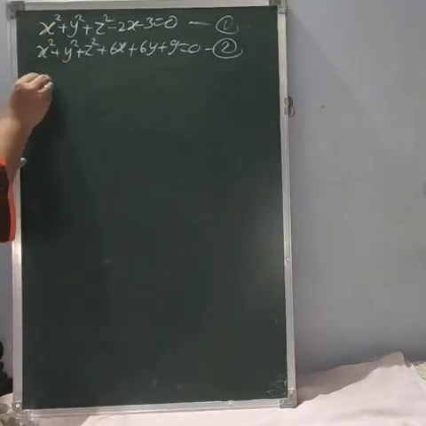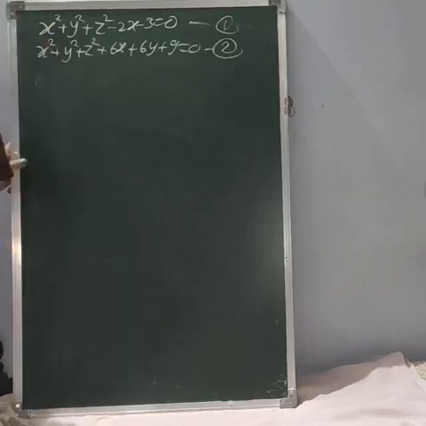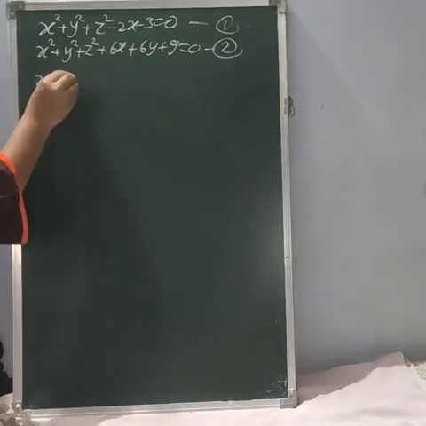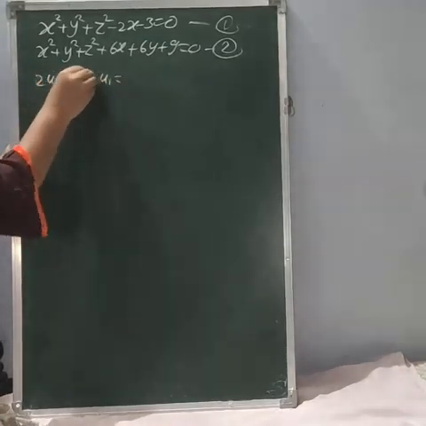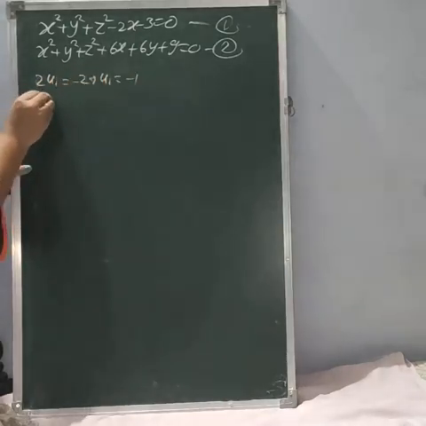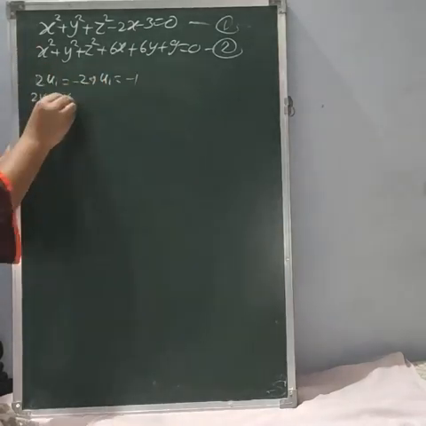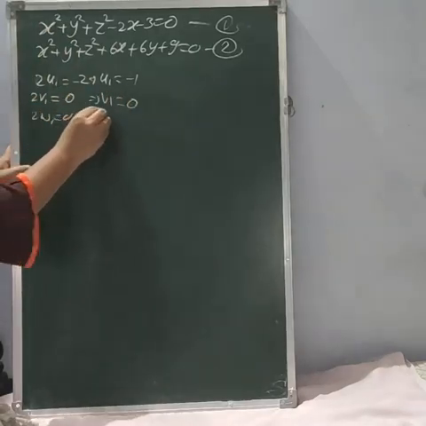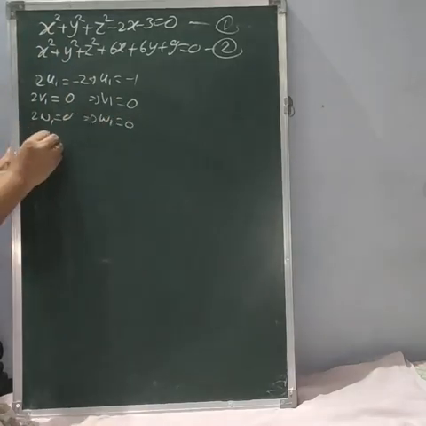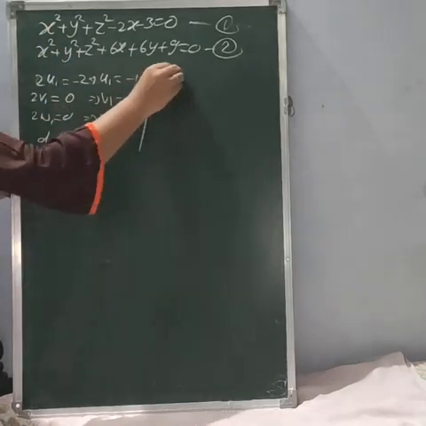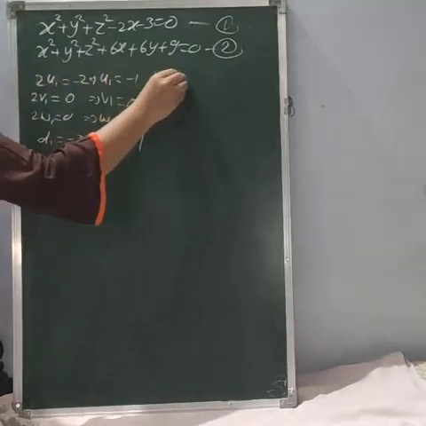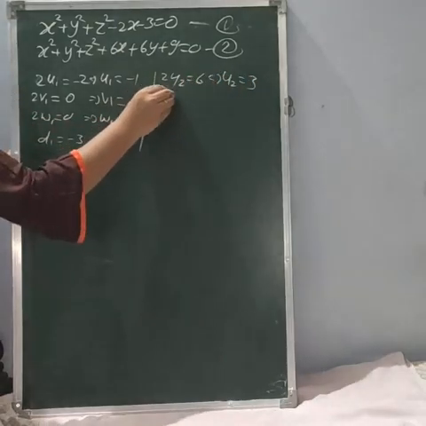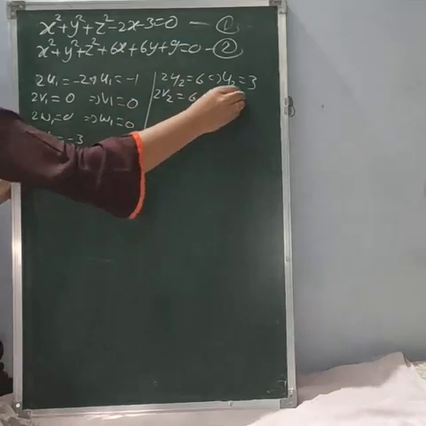So let us first find the center for the first sphere. We want the values of u1 v1 w1. So 2u1 is equal to minus 2, so u1 is equal to minus 1. 2v1 is equal to 0 because the coefficient of y is absent, so v1 is also 0. Similarly, 2w1 is 0, so w1 is 0. And what is the value of d1? Minus 3. Similarly, find u2, v2, w2. 2u2 is equal to 6, that implies u2 is equal to 3. Next, 2v2 is also 6, so v2 is also 3.